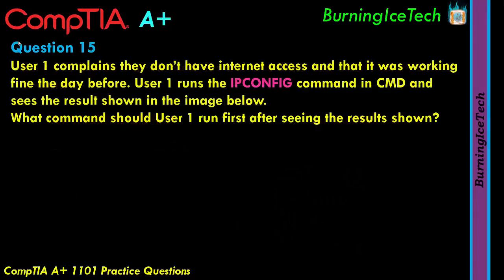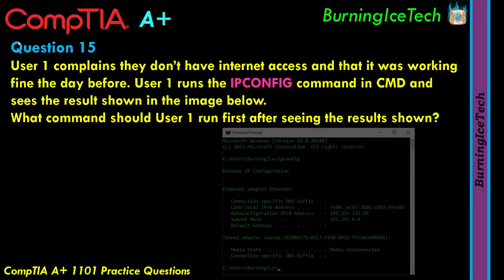Moving on to question 15. User 1 complains they don't have internet access and that it was working fine the day before. User 1 runs the ipconfig command. Remember previously we had that as an answer in one of our questions. ipconfig shows you basic networking configuration about that machine. So user 1 runs the ipconfig command in CMD and sees the results shown in the image below. What command should user 1 run first after seeing the results shown below?